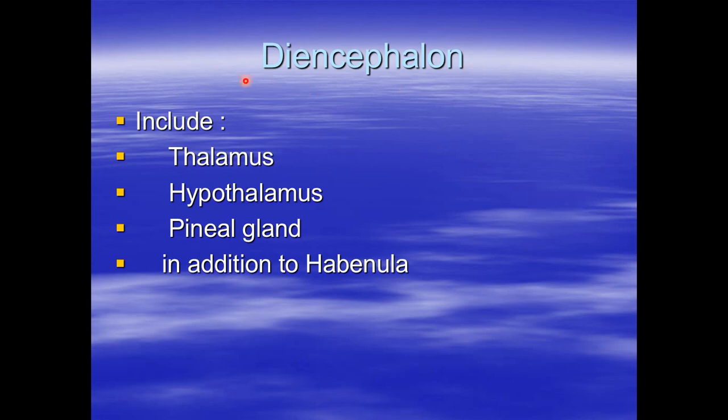Diencephalon is a term given to the following structures: the thalamus, the hypothalamus, the pineal gland, and the medulla. So these four structures collectively are named Diencephalon, which is an embryological term, and I will not discuss the embryological aspects of the Diencephalon. We will stick with the anatomical aspects.